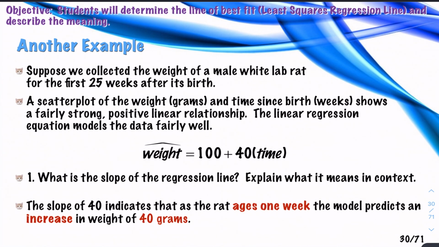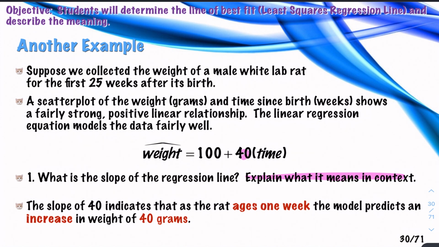Another example, suppose we collected the weight of a male white lab rat for the first 25 weeks after its birth. And then we look at a scatter plot of weight in grams and time since birth in weeks. It shows a fairly strong positive linear relationship. The linear regression equation models the data fairly well, with weight hat, or our predicted weight, equal to 100 grams plus 40 times time in weeks. So 1, what is the slope of the regression line? And then explain what it means in context. So think about that for a second.